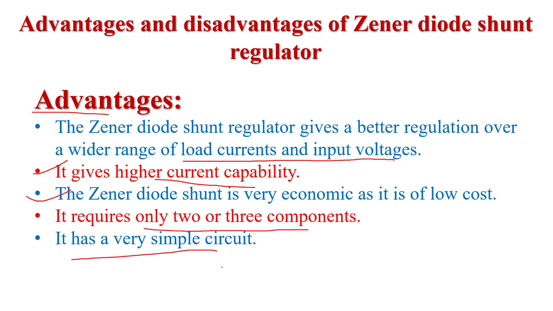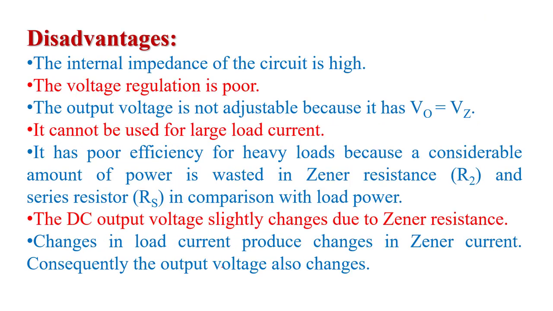So these are the advantages of Zener diode voltage regulator. It is a simple circuit. It is a low cost circuit. It requires only 2-3 components. It has high current capability, and it provides better regulation over a wide range of load current and input voltages. Now next are the disadvantages of Zener voltage regulation.